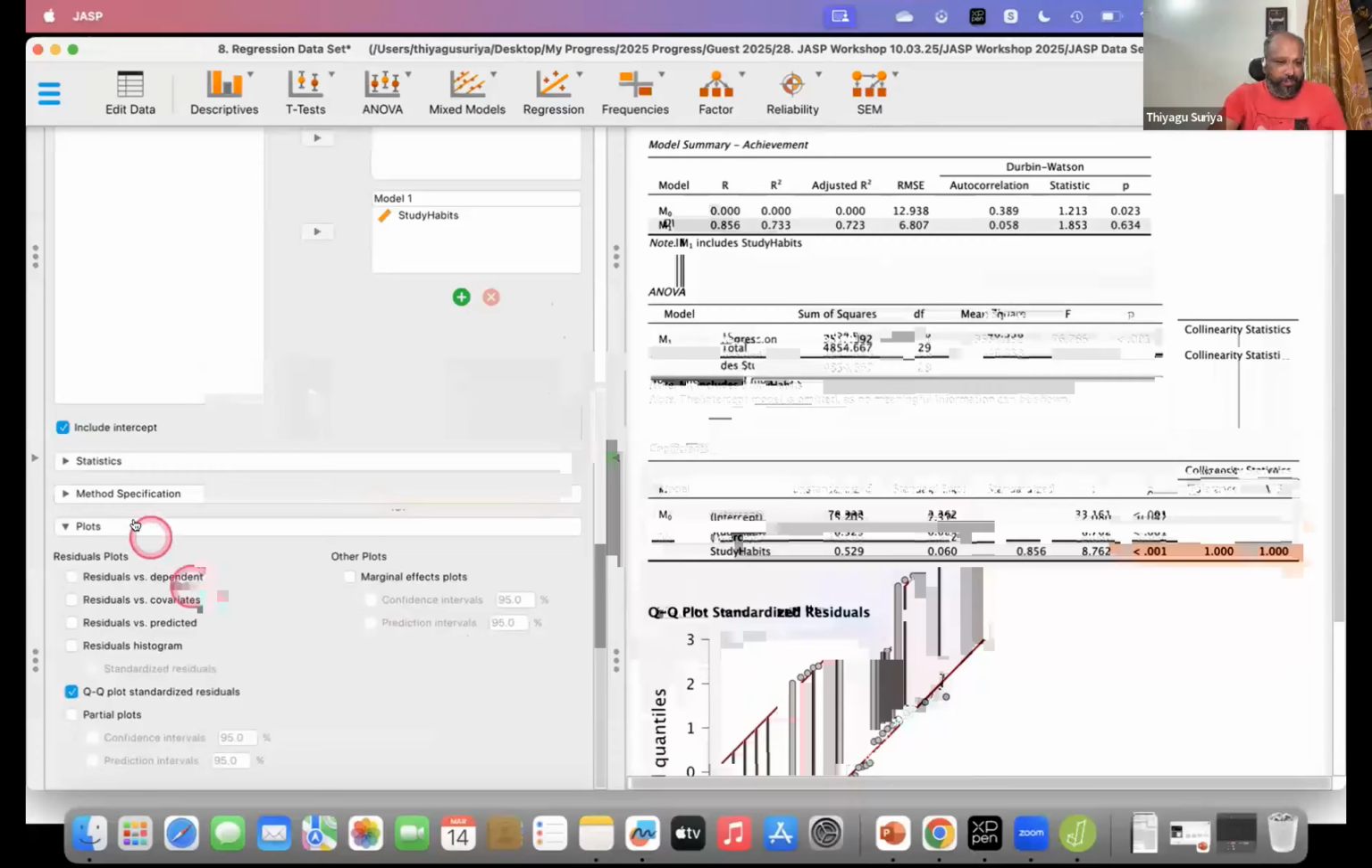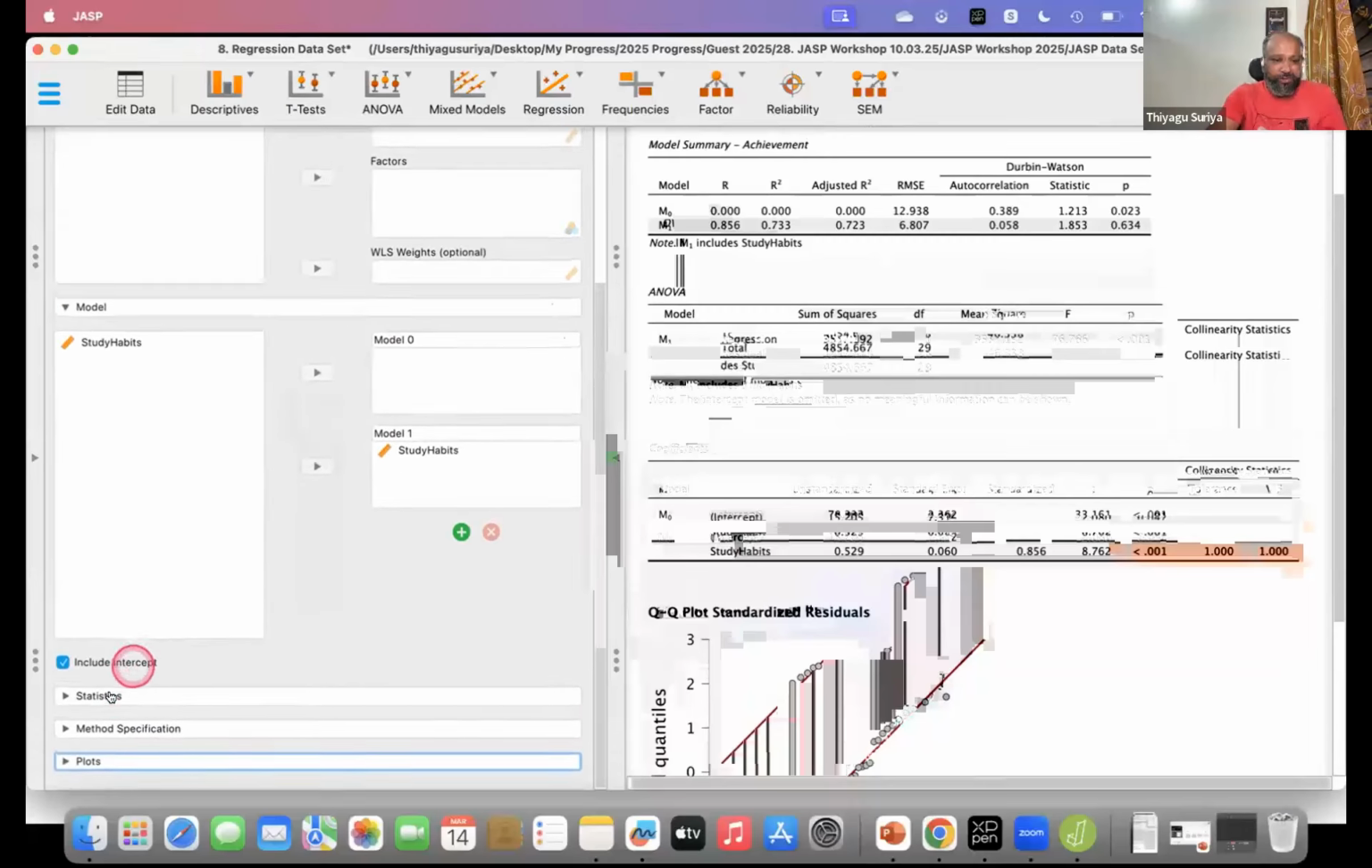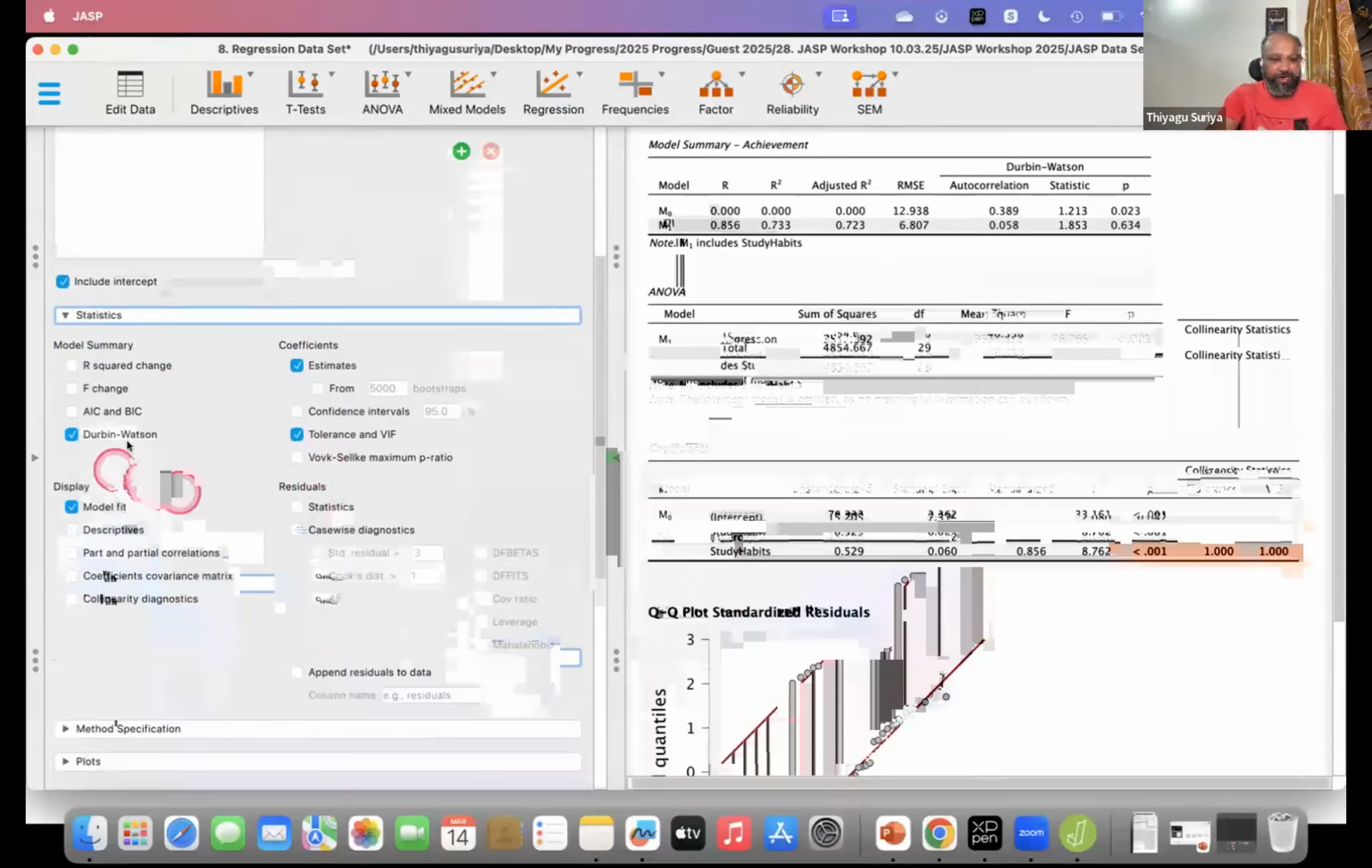So we need to find this, right? This is the plot. If you want, you can go to statistics. In the statistics we are finding only the dimension as well as the tolerance. Only these things, other things are not needed much. In the case of display, by default the model fit is selected.